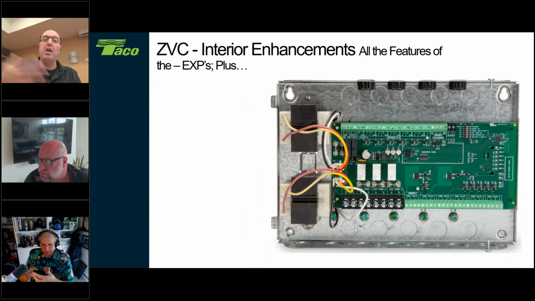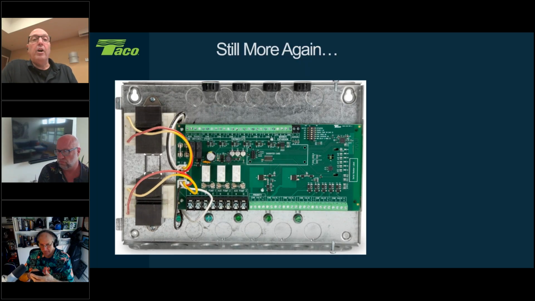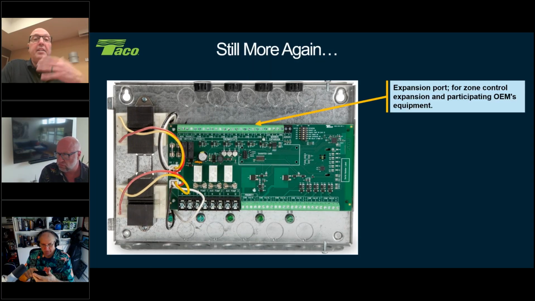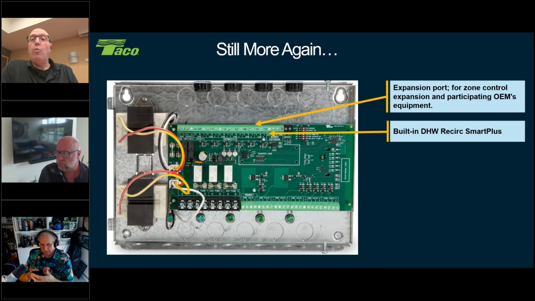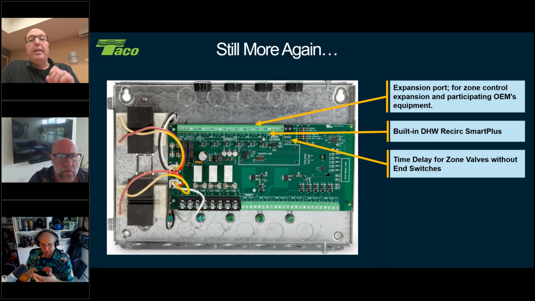As we go to the other side of the board, yes, we got the expansion terminal like before. We have DHW Smart Plus built into here. Now this is on the dip switches. We now have a time delay for zone valves that don't have an end switch. We're starting to see more and more actuators out there that are 2-wire.